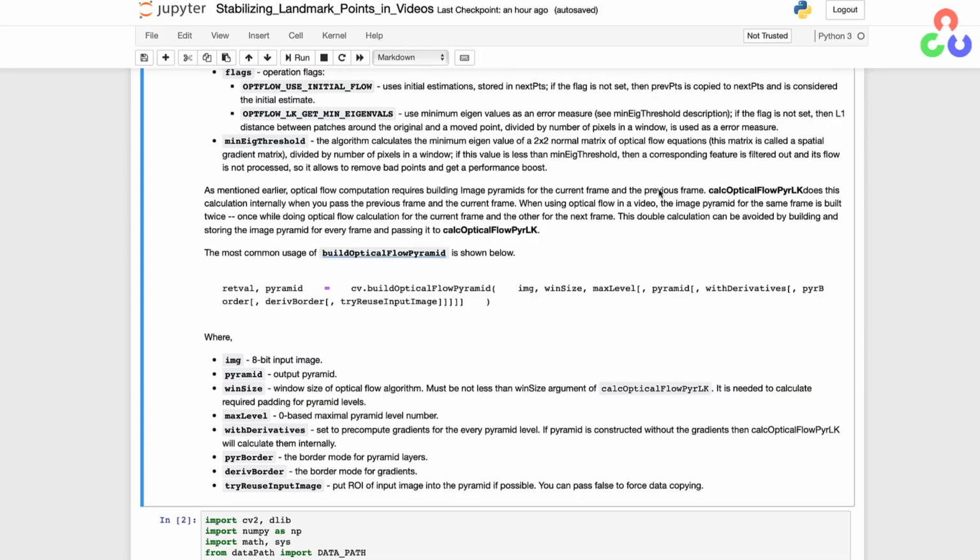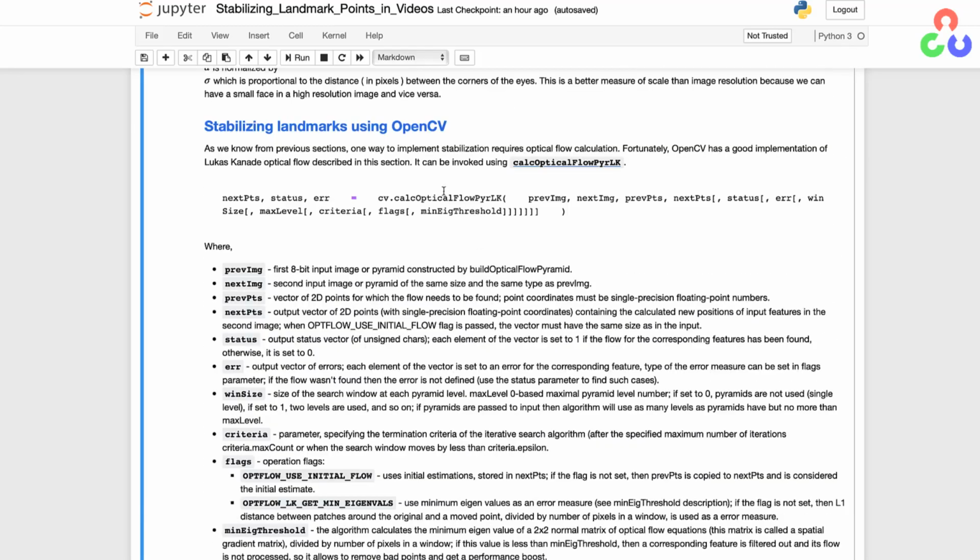There's another function that will come in handy as well, which is called build optical flow pyramid. We know that if we want to calculate the optical flow when the motion is more than subpixel, we have to build a pyramid. Now, we can pass the original images to optical flow and it will calculate the pyramid for you and return the optical flow.